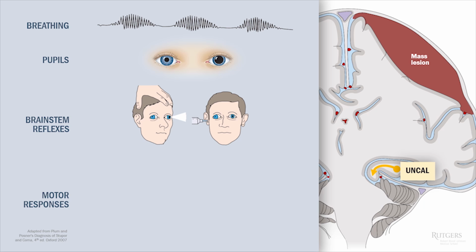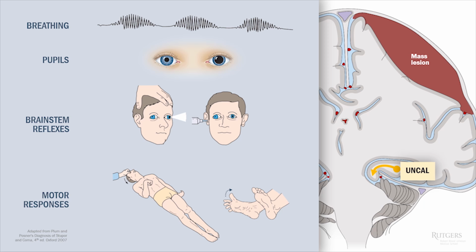Motor responses are similar to central herniation, except abnormalities are contralateral. So in this scenario, left uncal herniation causes a left blown pupil and flexor posturing on the right. Make sense?